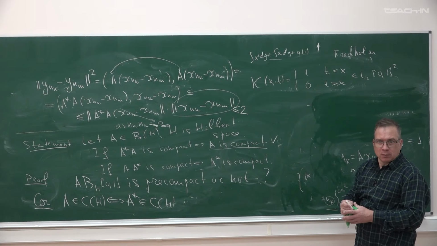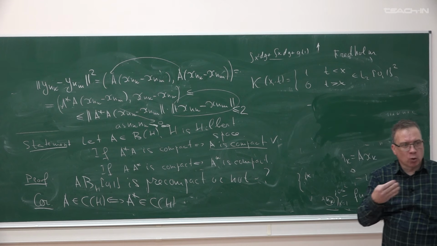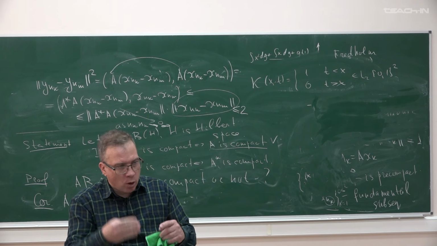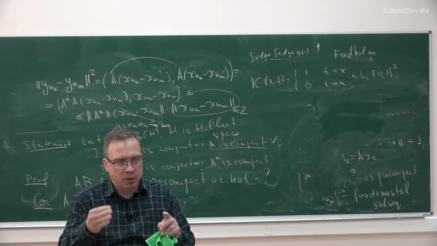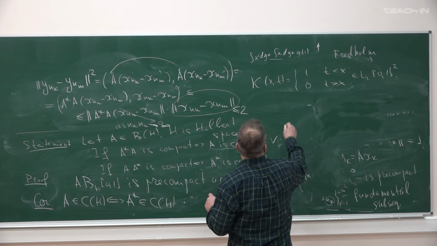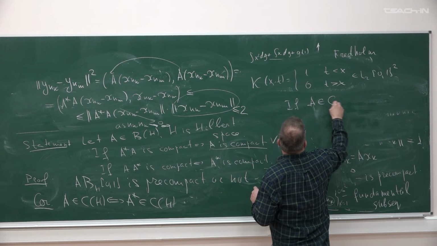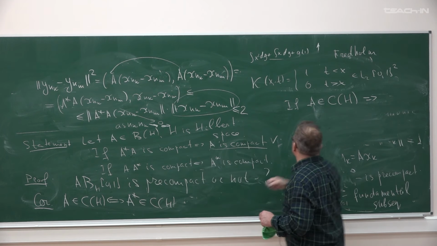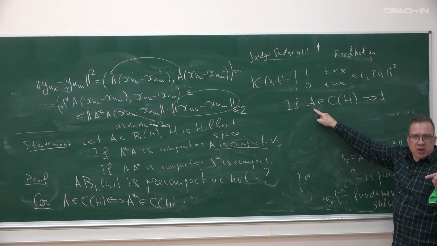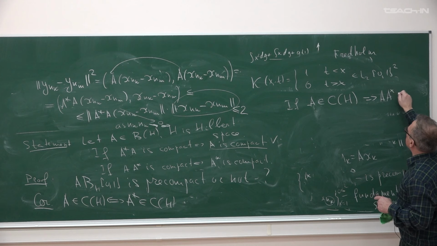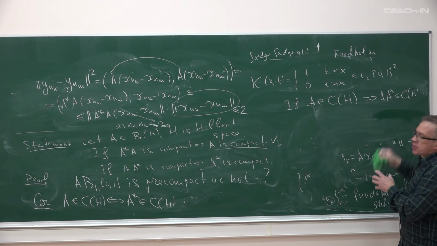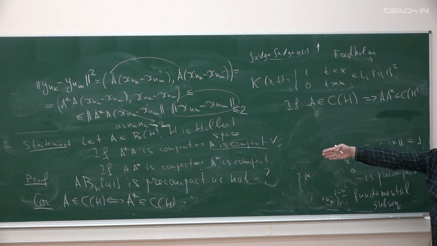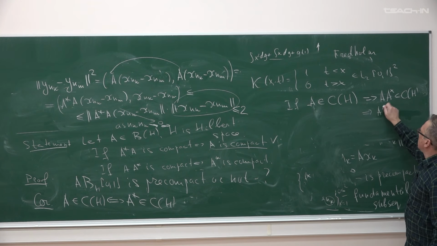How can we prove it? By the property of compact operators. What do you know about the composition of a compact operator and a bounded operator? Any composition of a compact operator and a bounded operator is a compact operator. So if A is compact, then I use the second line of our statement. I know that A star is bounded, so I obtain that this operator is compact as a composition of a compact operator and a bounded operator. And by this statement, we immediately obtain that A is compact.